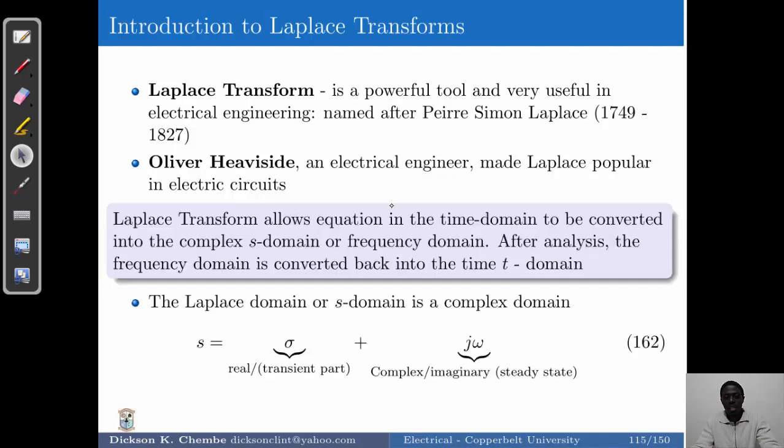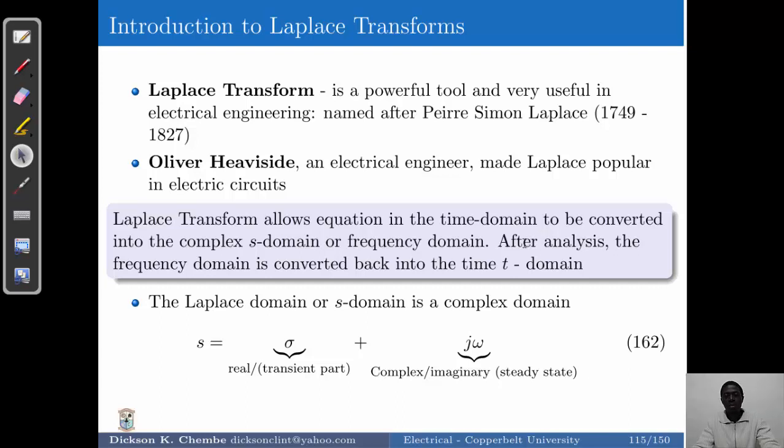So what this does is it allows you to convert the time domain calculations into what we call the S domain or the frequency domain. And the frequency domain is basically algebraic equations. And so after we solve in the frequency domain, we have to convert the solution back into the time domain and we get our solution.